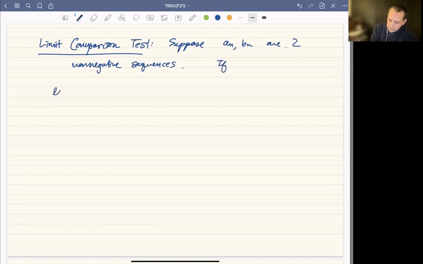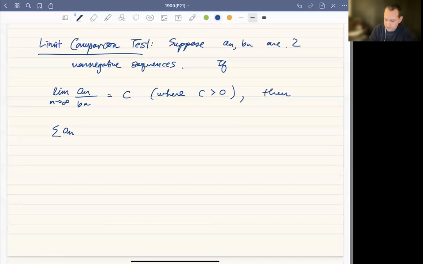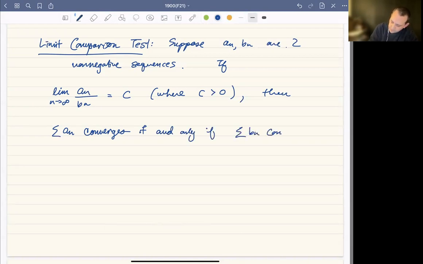If we look at the limit of a sub n over b sub n as n goes to infinity, and if this limit is equal to c, where c is some finite number, but c is positive, then it turns out that whatever happens to one series happens to the other. So the sum of a sub n converges if and only if the sum of b sub n converges. If one converges, so does the other. If one diverges, so does the other.